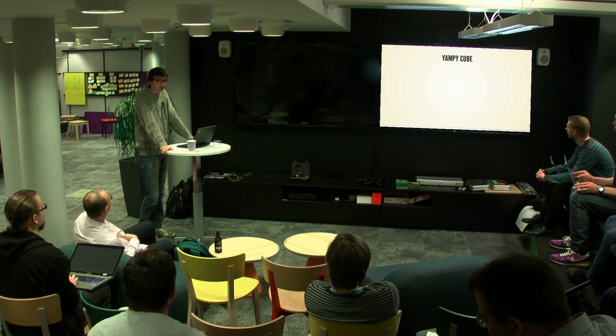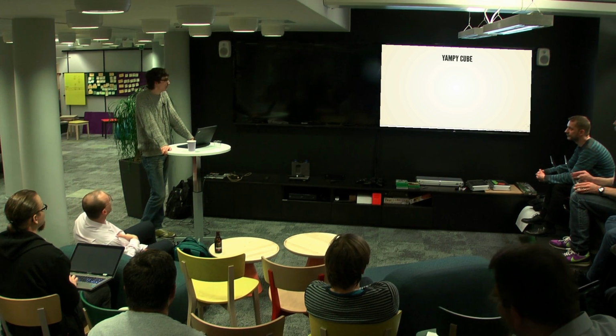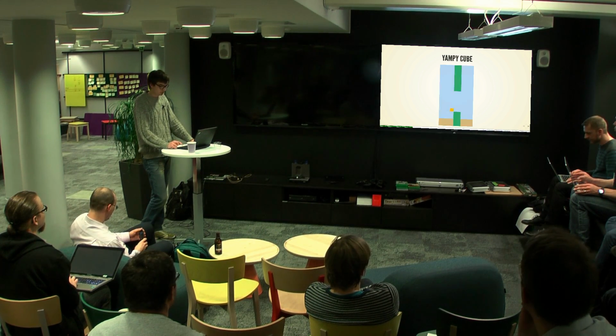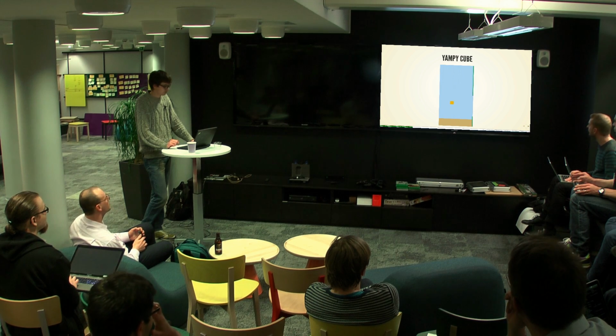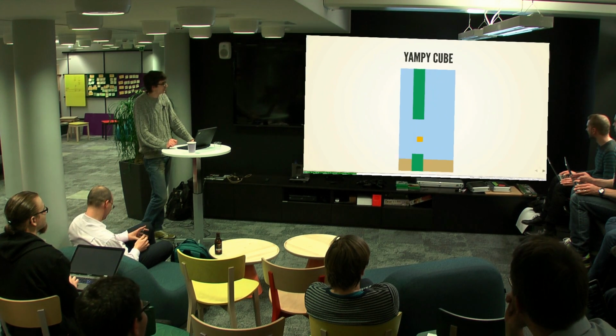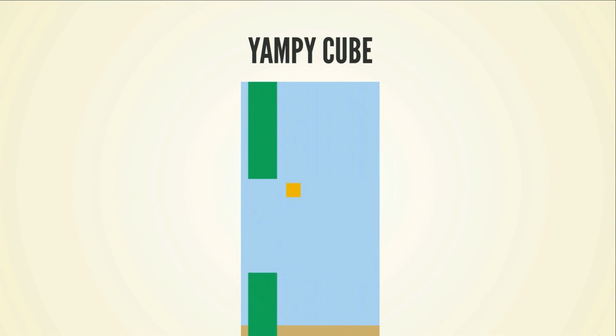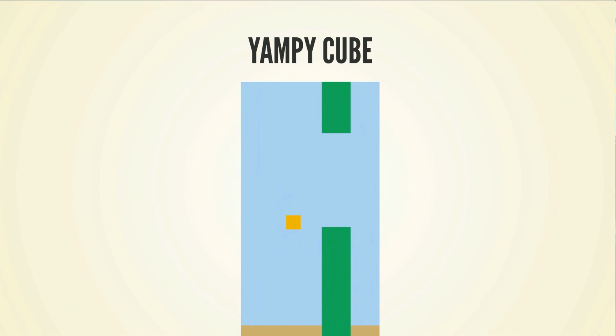And I'll live code a simple game here using Yampa. I call the game Yampy Cube, and it would look approximately like this. So, as you can see, it's a very simplified clone of Flappy Bird. And it's simple enough, but it also shows some basic concepts of Yampa.